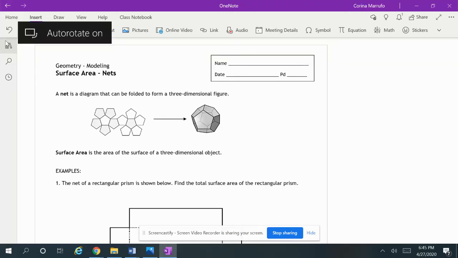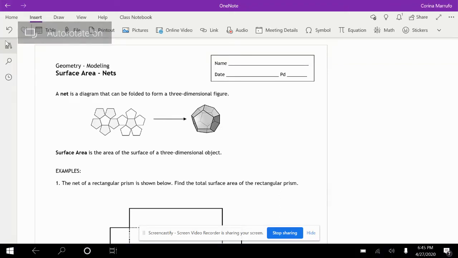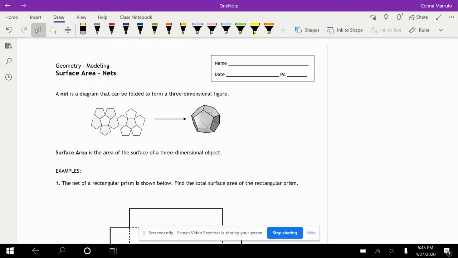Right, so today we are going to be going over how to find the surface area of nets. So if we go on here, it says a net is a diagram that can be folded to form a three-dimensional figure. So this is the example that they give us. Here is a net. It's this flat surface that you see here. And so when you fold it up and put it all together, it creates this shape here.